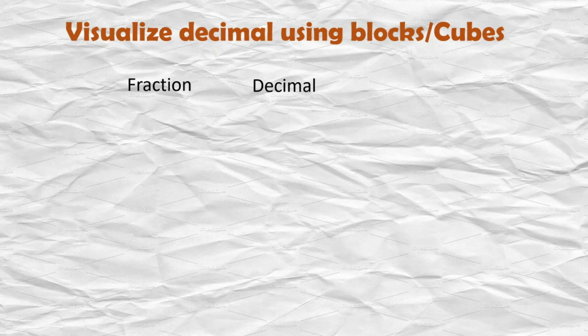Now, let us visualize decimals using blocks or cubes. How can we visualize? How can we show decimals using blocks or cubes? Let's say we have a decimal of 0.6. How do we convert it into a fraction? As I said earlier, if you have 1 digit after the dot, this is tenths, so the denominator is 10. Copy 6. We have 6 over 10.